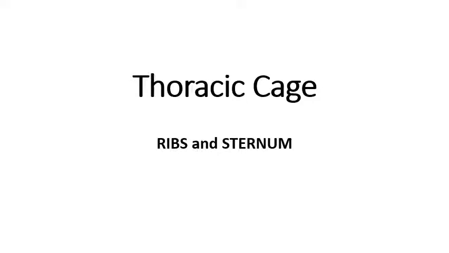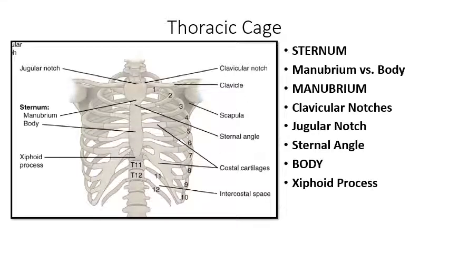Okay, again, let's take a closer look at the thoracic cage. So we have the sternum. The sternum is made of the manubrium and the body, and the little point at the bottom is called the xiphoid process. You can feel the xiphoid process with your finger if you feel towards the bottom of your rib cage.